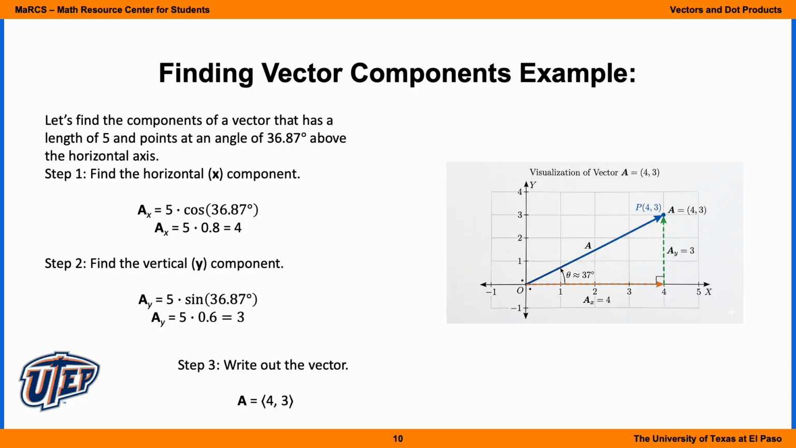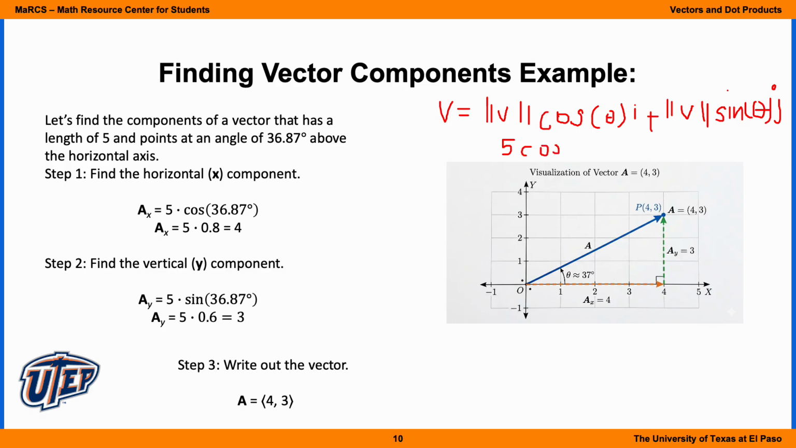So our first step is to find the horizontal component. So we know that our vector v is equal to the magnitude of v times the cosine of theta in the horizontal direction plus the magnitude of v times the sine of theta in the vertical direction. So we have the length 5, and we are given the angle 36.87, so we plug that in for cosine of theta, so cosine of 36.87. So cosine of 36.87 is 0.799, or rounded up is equal to 0.8 right here. So now we have 5 times 0.8, and that is equal to 4.